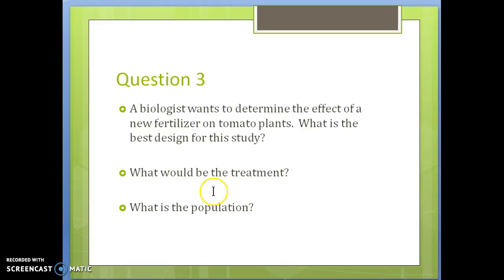So here's another example. A biologist wants to determine the effect of a new fertilizer on tomato plants. What is the best design for the study? A new fertilizer, so I will use an experiment. Okay, what would be the treatment? It's the new fertilizer. This will be the treatment. What is the population? It's all tomato plants.